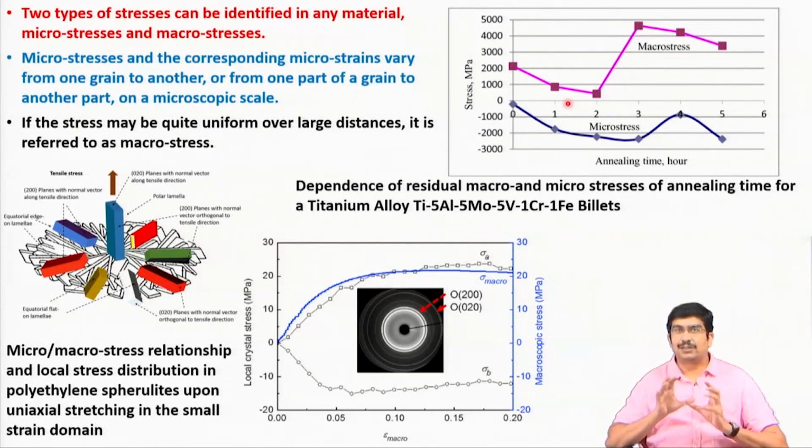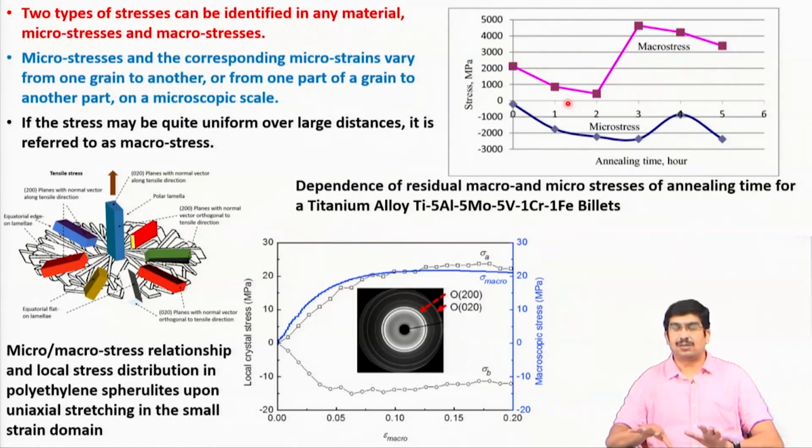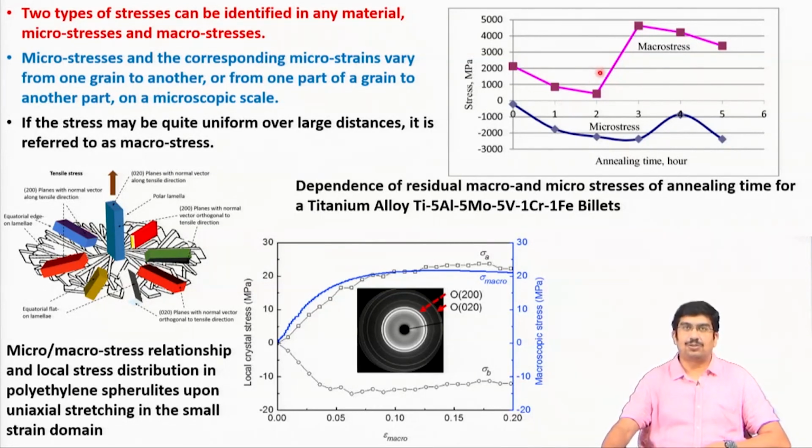It is not like if you increase the macro stress, the micro stress will increase, because these two are governed by two completely different length scales altogether, both microstructurally as well as in the mechanical respect. So, completely different length scales are involved in these two types of stresses, micro stresses and macro stresses, and that is what is shown here: if you look at annealing of titanium alloy billets, the way macro and micro stresses vary with annealing is completely different.